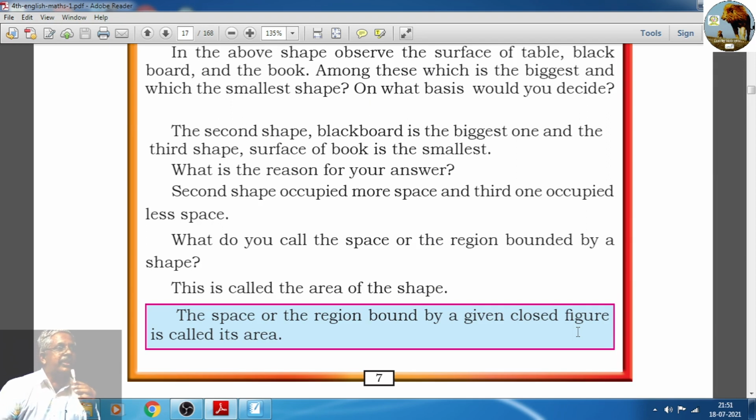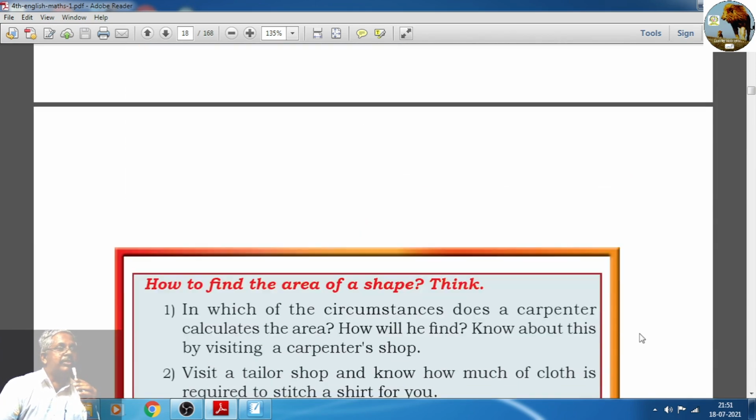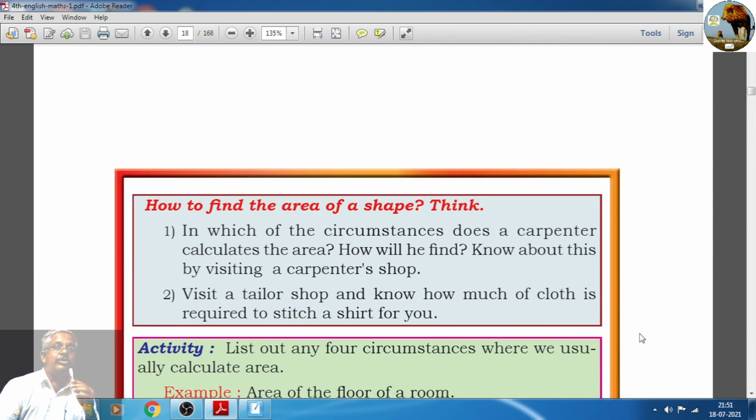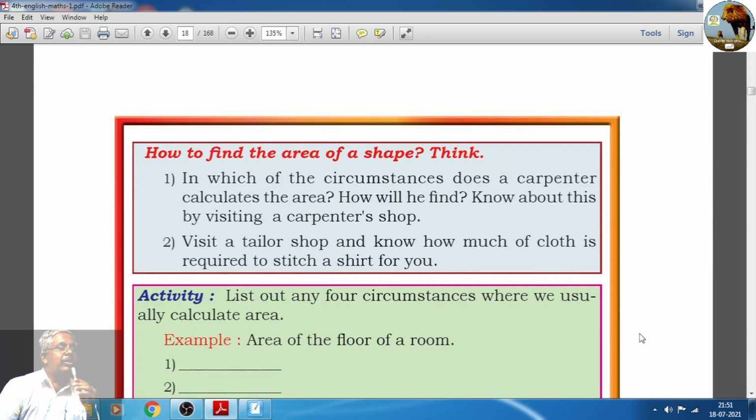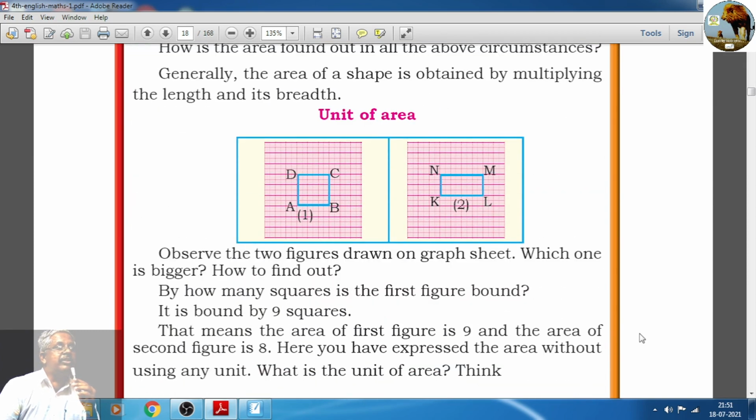What do you call the space or the region bounded by a shape? The textbook says this is called the area of the shape. The space or the region bound by a given closed figure is called its area. That means it's a simple theory that when I have to call something an area, this shape should be closed. What if they are closed uniformly? That's what we are going to learn first in this class 4.